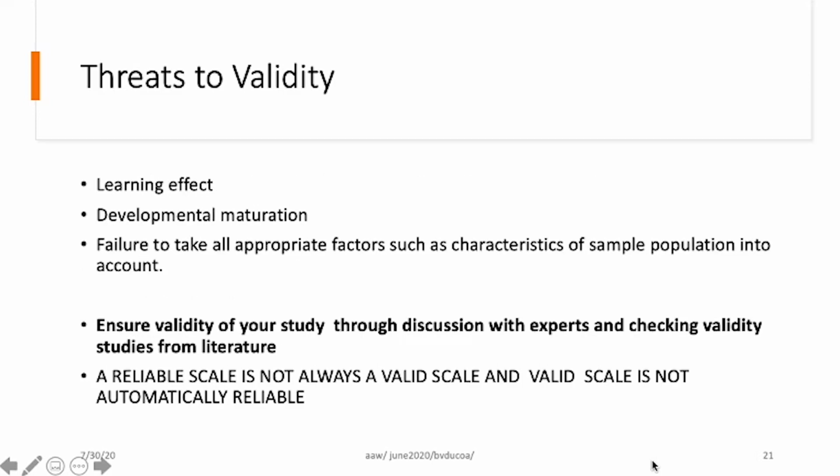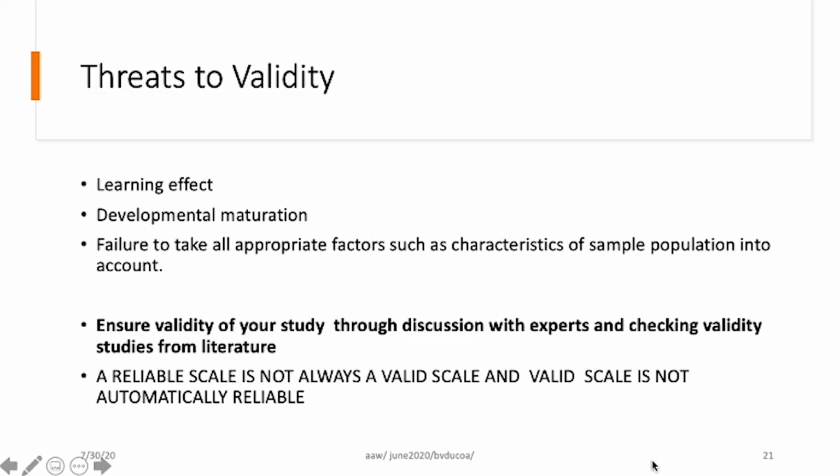There are certain threats to validity. You keep on learning new techniques, new skills, and learning changes your perception. There is another thing called the learning effect. There is another thing called developmental maturation. And also sometimes failure to take appropriate factors, such as characteristics of the sample population, into account while doing the research. So these bring threats to validity.